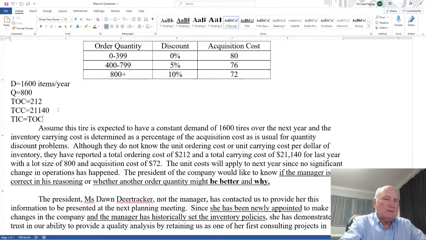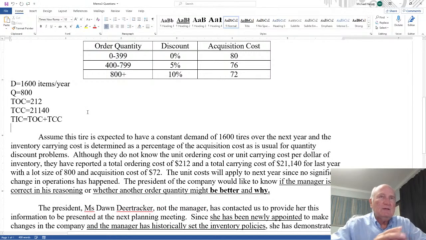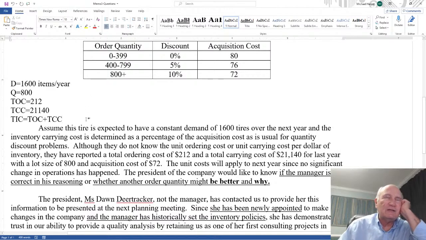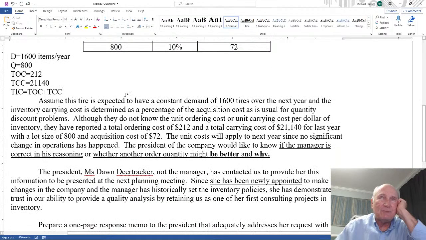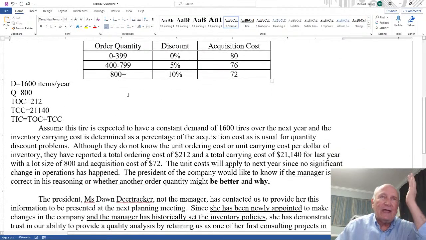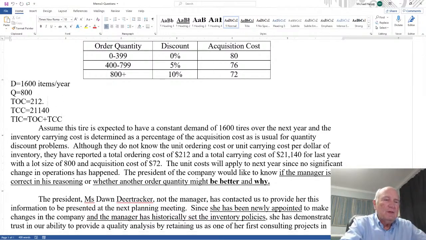Equals total ordering cost plus total carrying cost. So if we look at these three things, looking at the cost, we can start with that. To analyze this quantity discount problem, we need the unit costs. First of all, remember the total ordering cost equals the order frequency times the unit ordering cost. We know that. Can we populate this with what we know?